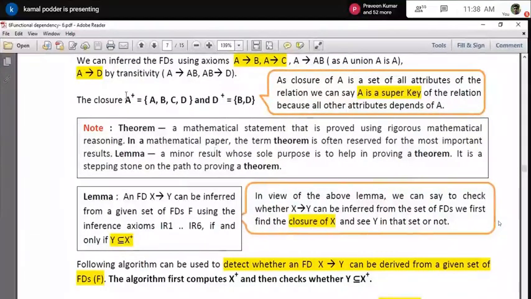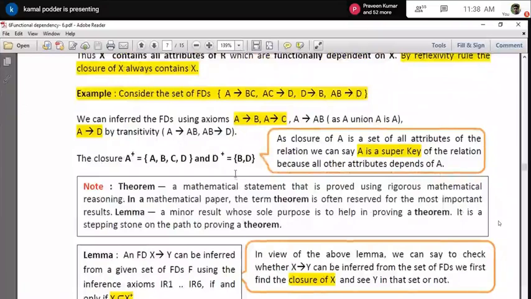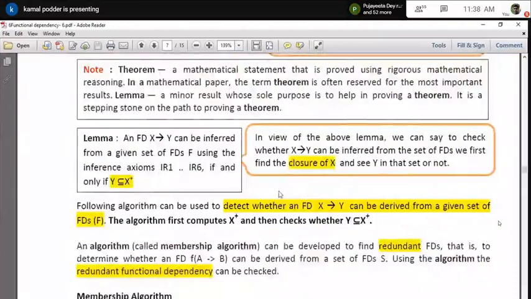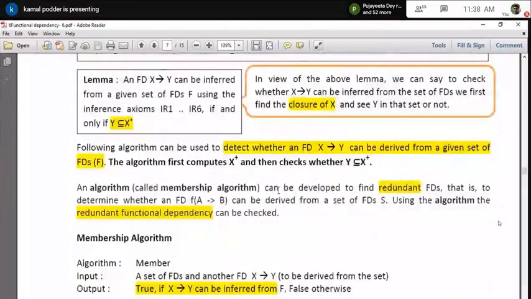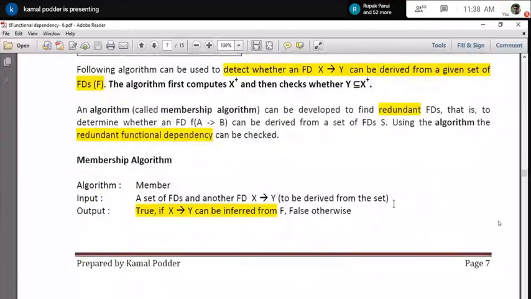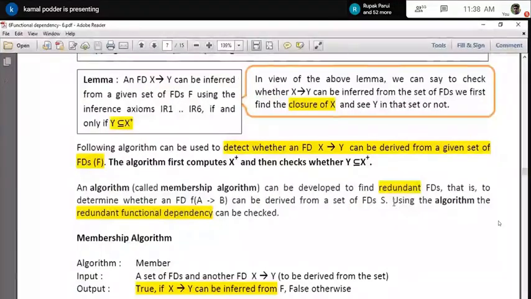So you understand, with the help of this concept, we can find out both things: find the super key, as well as check whether that particular dependency can be inferred from that set of dependencies or not. And that is the reason we use the closure of attributes to find this, not the closure of functional dependencies, because that is a lengthy procedure.